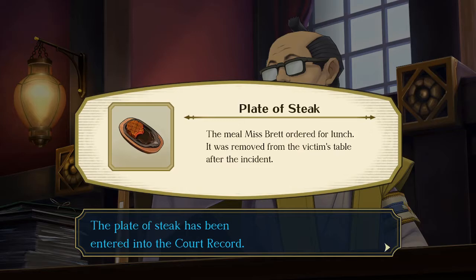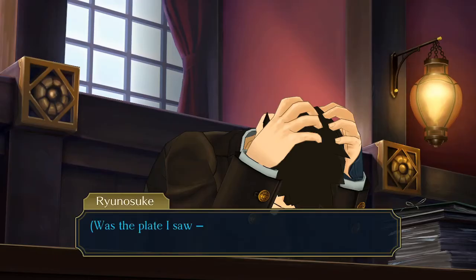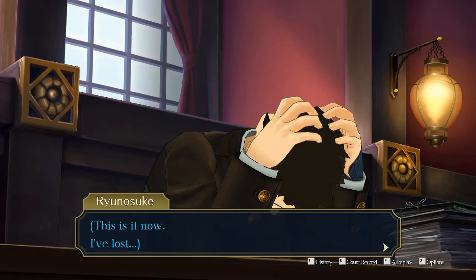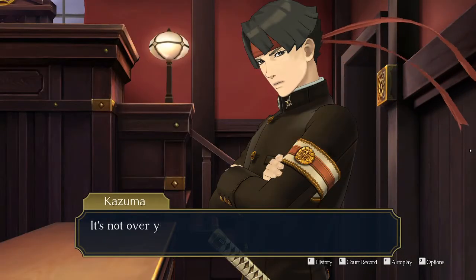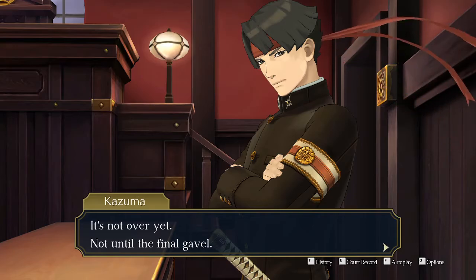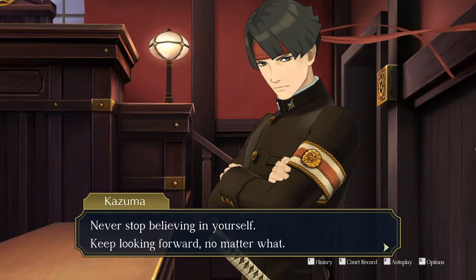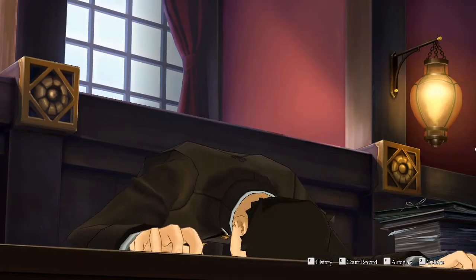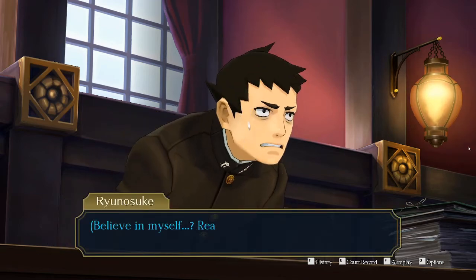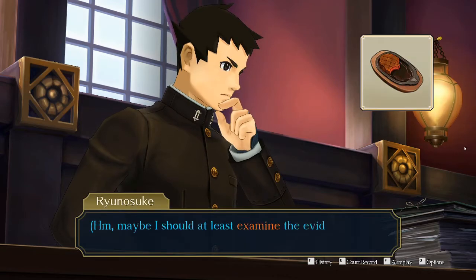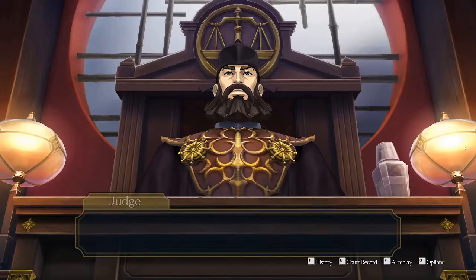The plate of steak has been entered into the court record. Plate of steak. This meal Miss Brett ordered for lunch. It was removed from the victim's table after the incident. Was the plate I saw, or thought I saw, just a figment of my imagination? This is it now. I've lost. Inosuke, it's not over yet. Not until the final gavel. Huh? Never stop believing in yourself. Keep looking forward, no matter what. Believe in myself? Really? Maybe I should at least examine the evidence for myself.